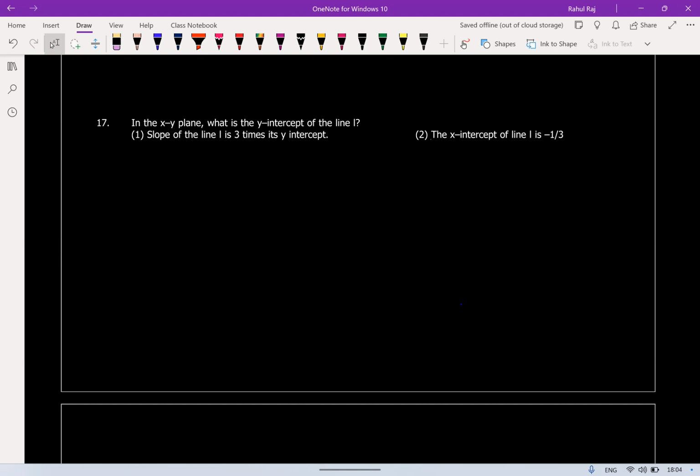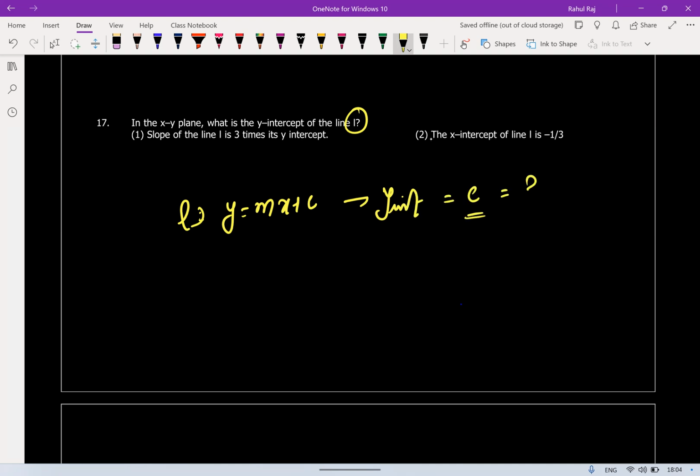So what does it say? In the xy plane, what is the y-intercept of line L? Line L is not given to me. Let's say L is y is equal to mx plus c. This is line L. They're asking what is the y-intercept. To find the y-intercept, put x as 0. So y-intercept is equal to c. So technically, they're asking you what is the value of c. Can you find the value of c from this particular statement? Yes or no? This is what the question is asking.